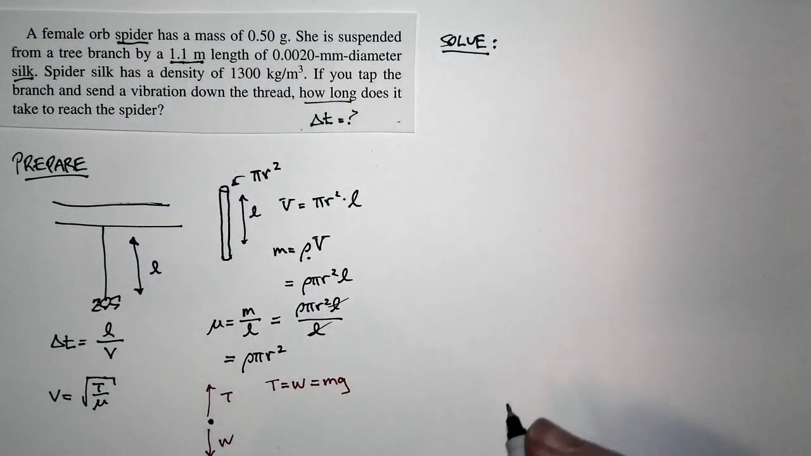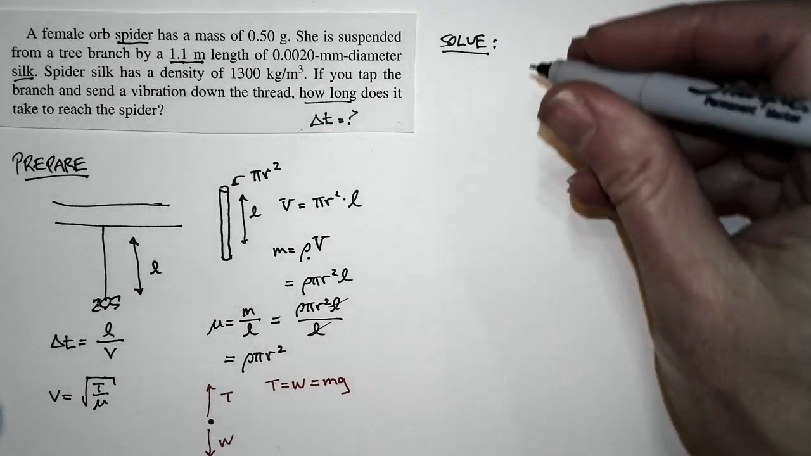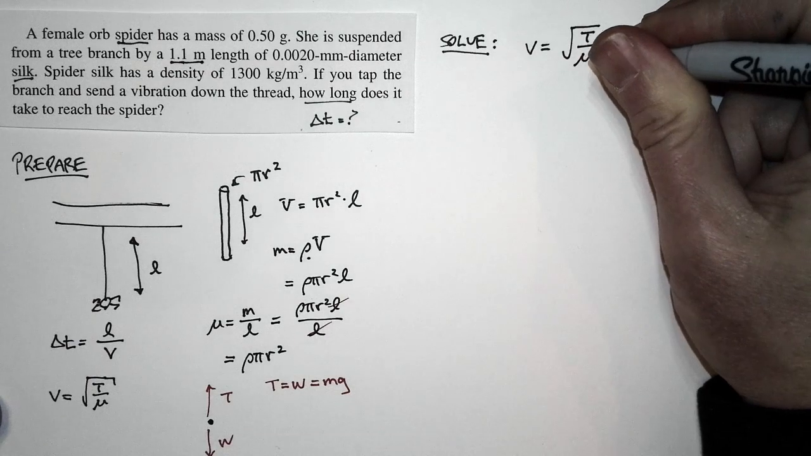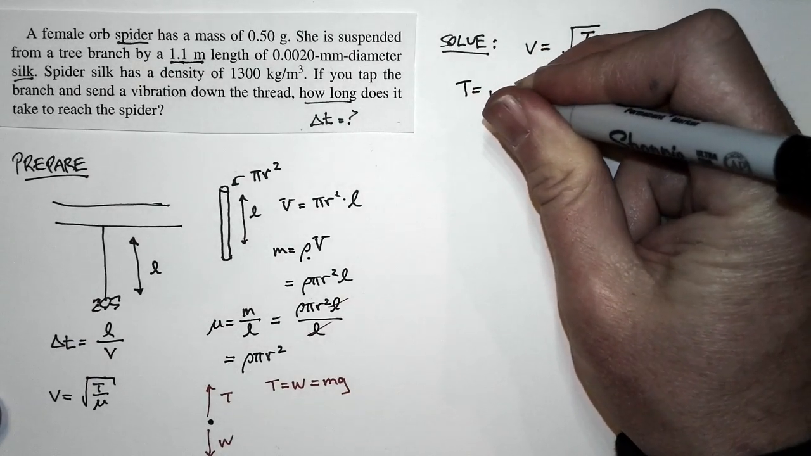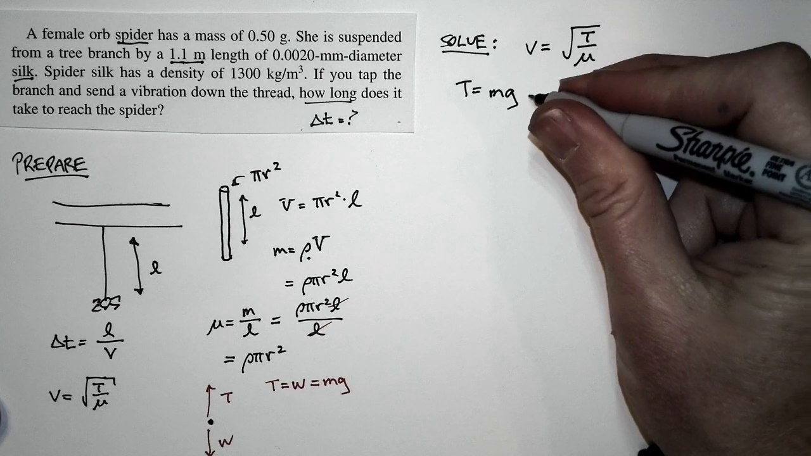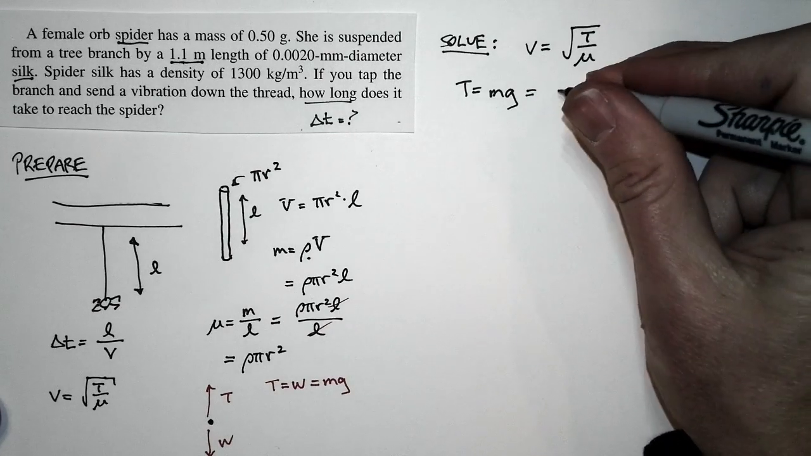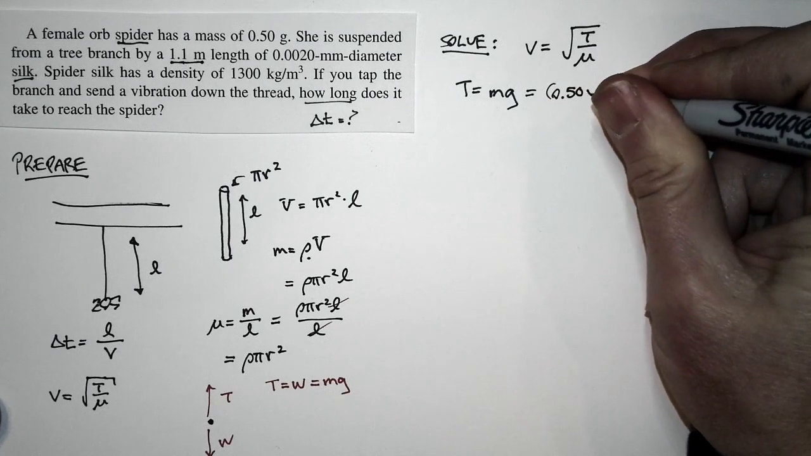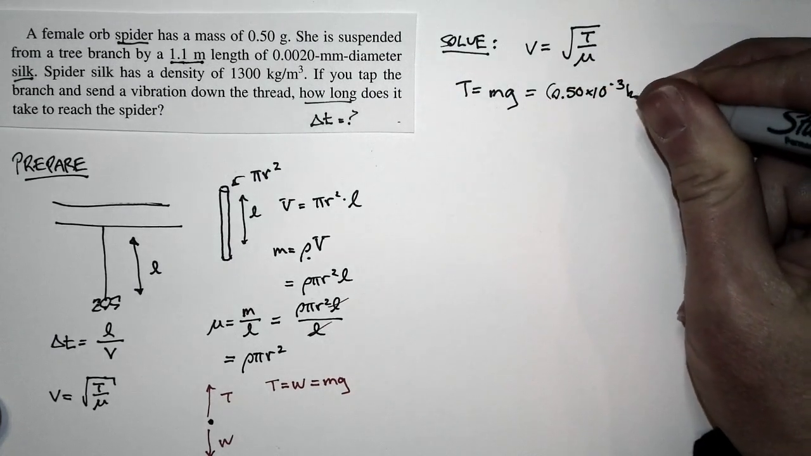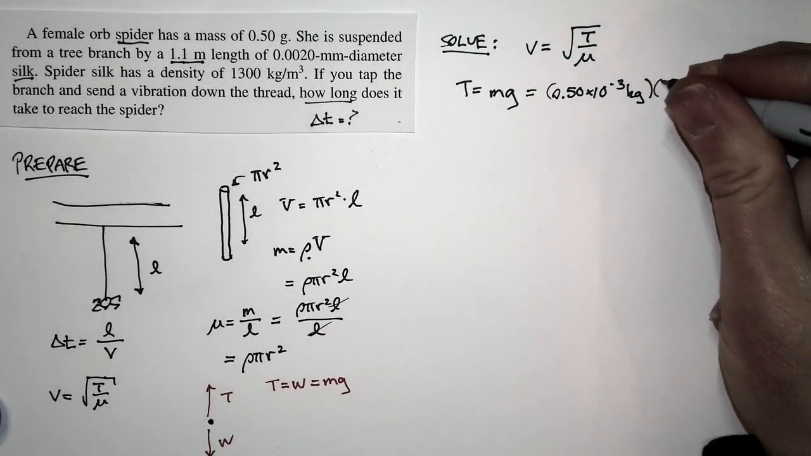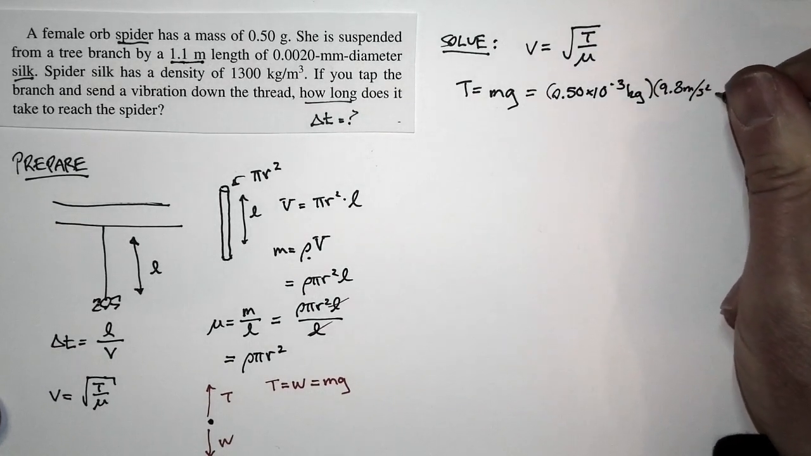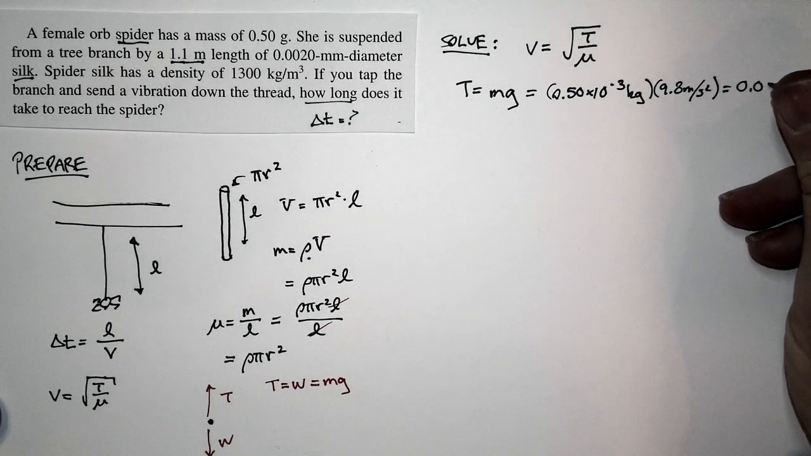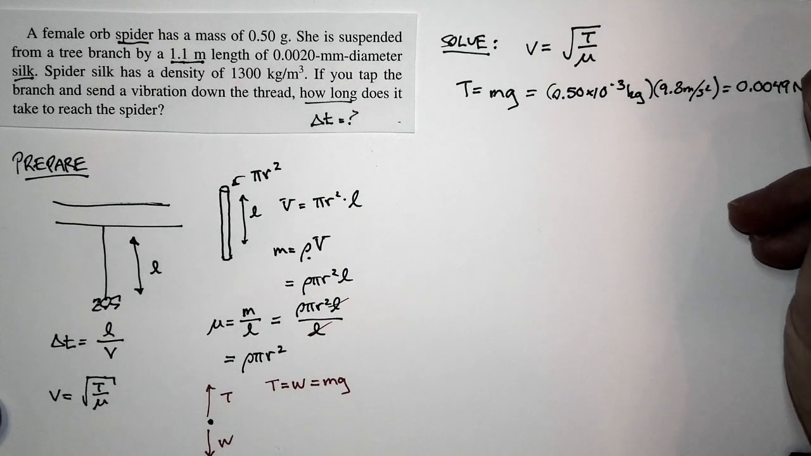Well, let's go ahead and do our solution. Okay, first step in our solution is this. We're going to calculate the speed. That's equal to the square root of T divided by mu. Well, the tension is equal to m times g. It's just equal to mass times 9.8 meters per second squared. And the mass is 0.50 grams. Okay, so that's 0.50 times 10 to the minus third kilograms. Okay, it's given in grams, not kilograms, times 9.8 meters per second squared. And if we calculate that out, we get 0.0049 newtons. Okay?